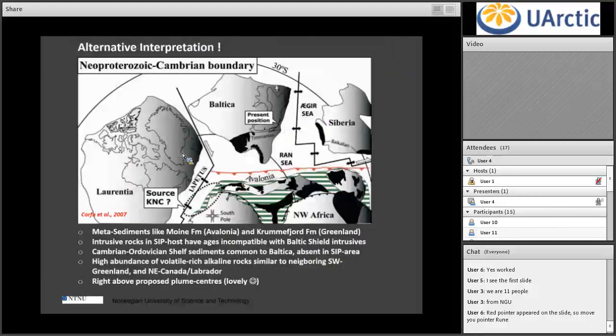If we take some newer interpretations, this one from Corfu and the co-workers from 2007, and just take a click once, Melanie. Yeah, okay, well, that didn't turn out so well.